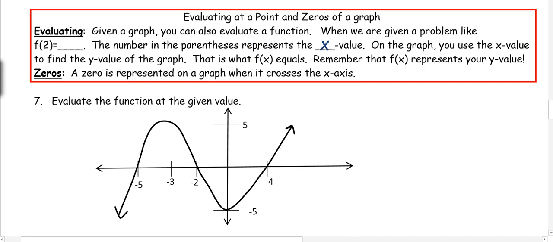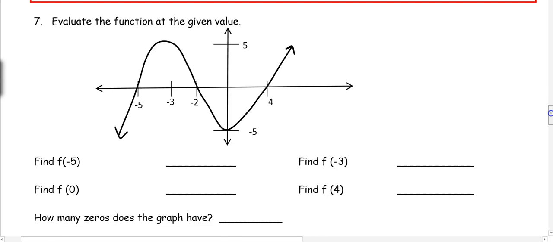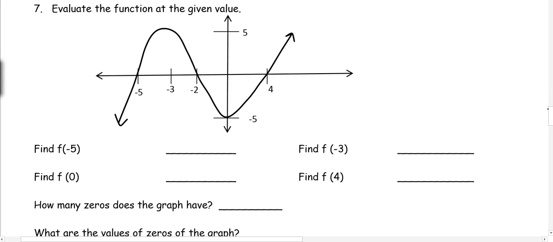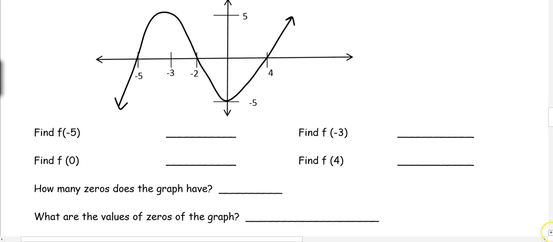A 0 is represented on the graph when it crosses the x-axis. So let's practice these two ideas. So in number 7, evaluate the function given a value. So it says f of negative 5. So I'm going to find my x value of negative 5, which is right here on the graph. The y value of the graph at that time is 0.